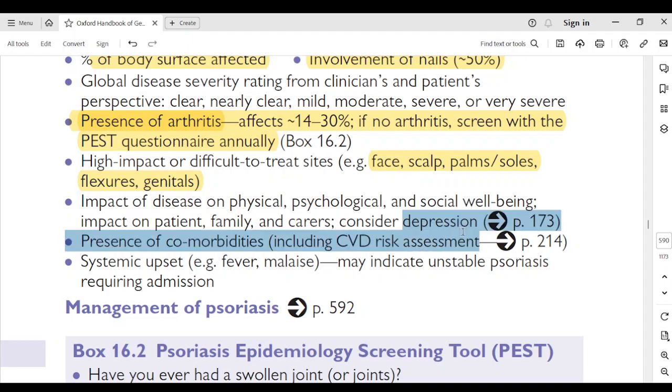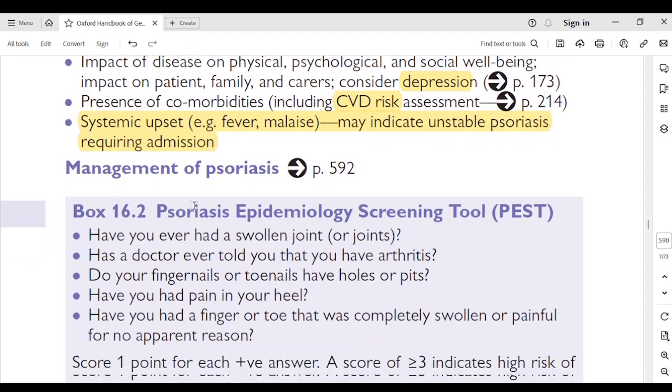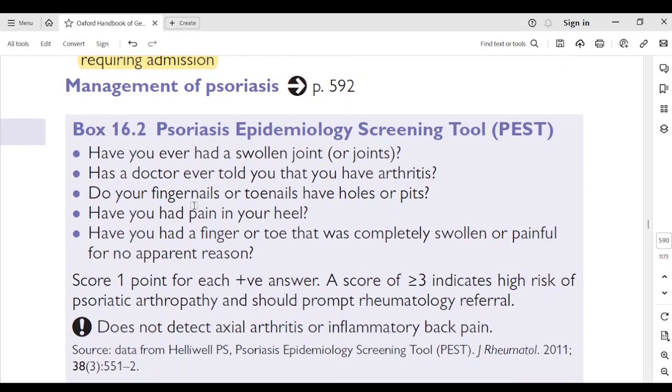Consider depression screening. Presence of comorbidities including CVD risk assessment. Systemic upset, fever and malaise may indicate unstable psoriasis requiring admission. So in a patient with psoriasis, if they are developing fever and malaise, which is not from a non-infectious cause associated with disease progression, this requires admission. Management of psoriasis, page 592.